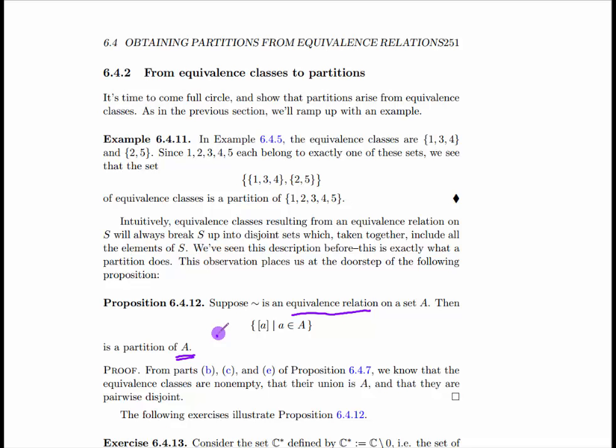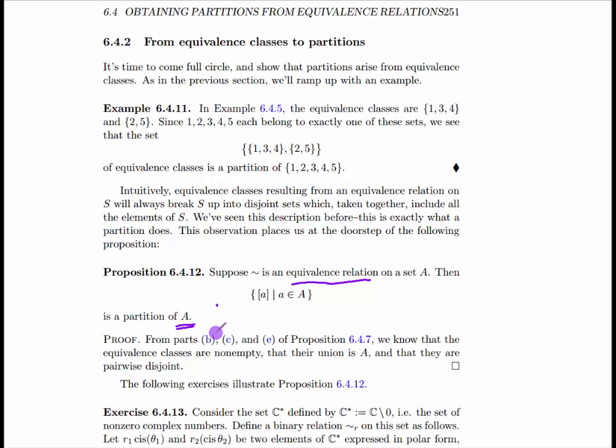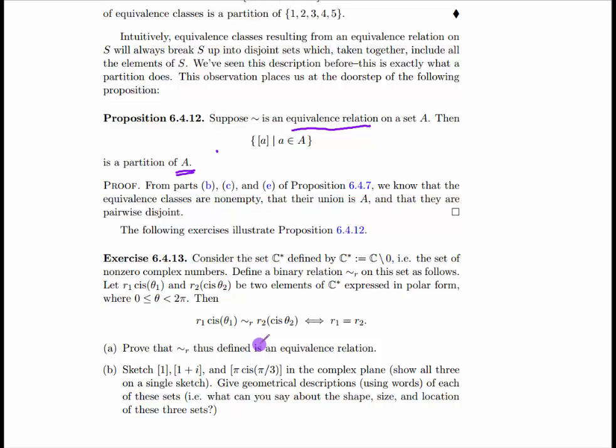Okay. So you have here, for instance, an equivalence relation, and you have equivalence classes 1, 3, 4, and 2, 5. In other words, 1 is equivalent to 3, 3 is equivalent to 4, 1 is equivalent to 4, etc. 2 is equivalent to 5, 5 is equivalent to 2, and so on. But these two equivalence classes actually form a partition of the set on which the equivalence relation is defined. Some exercises for you to test this out.